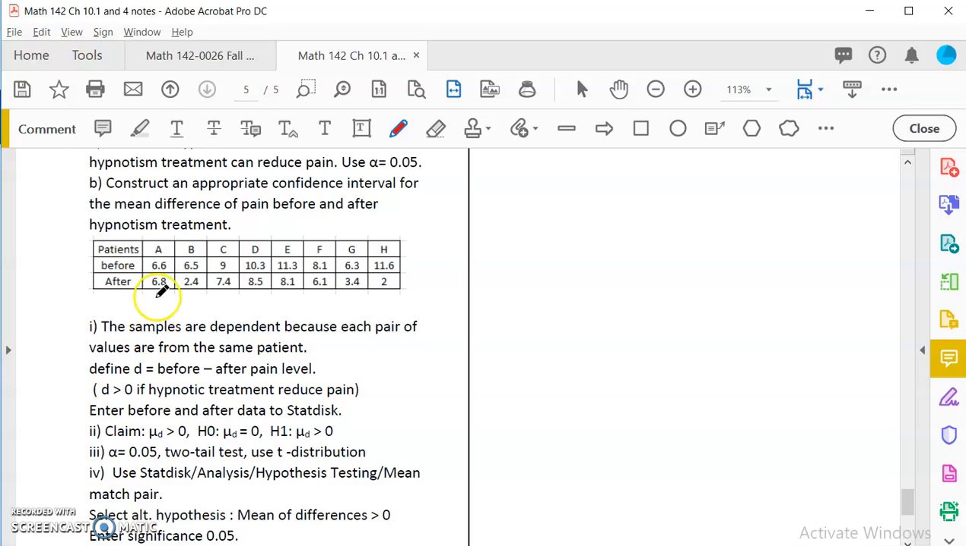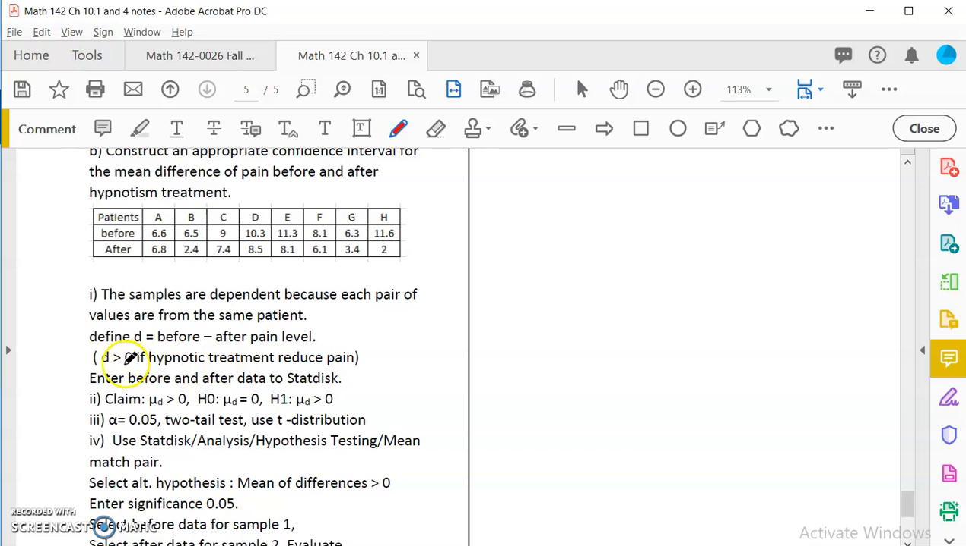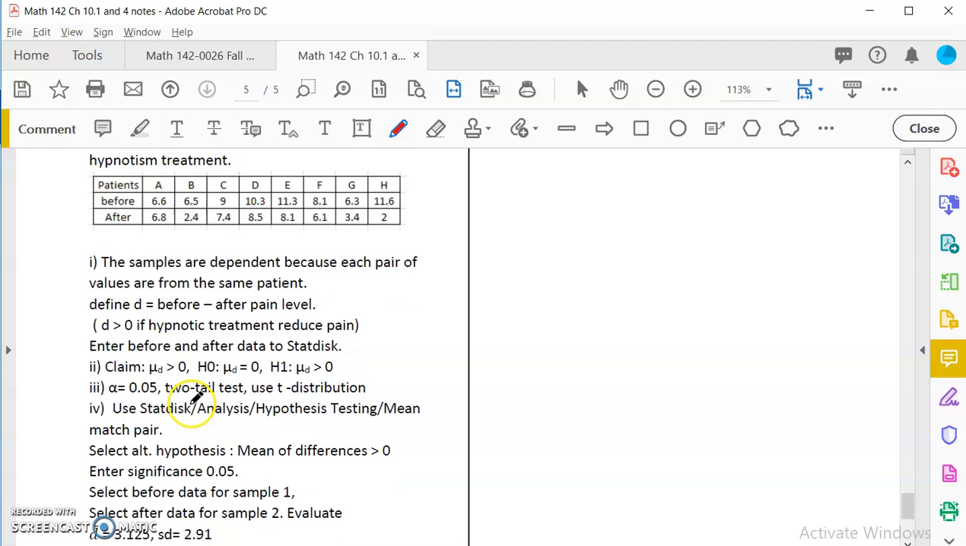We define D as always the first minus the second, before minus after. Now, if the treatment is effective at reducing pain, your before should be higher and your after should be lower, right? So when you subtract before minus after, higher pain level minus lower pain level, you should have a positive number. For the hypnotic treatment to reduce pain, these should be positive. So I should write the claim as mu of D is positive.